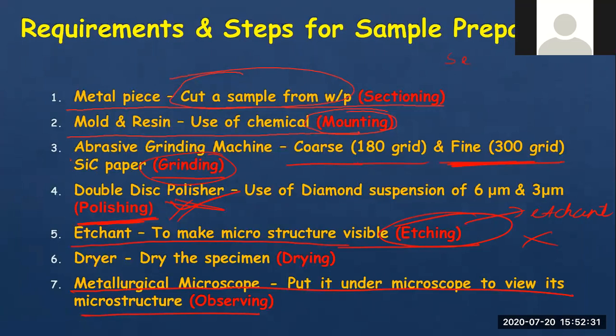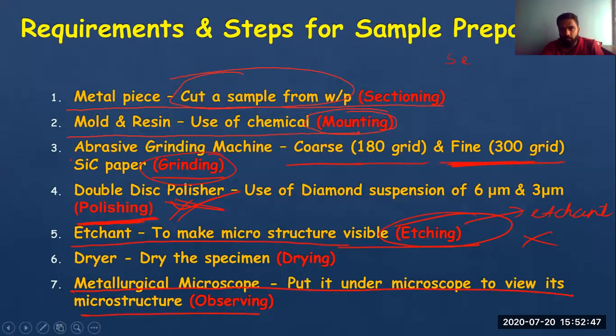What is the purpose of etching? To make the microstructure visible. Very nice. Polishing won't help your cause. To make the microstructure visible, you have to etch it with some chemical, the etchant.